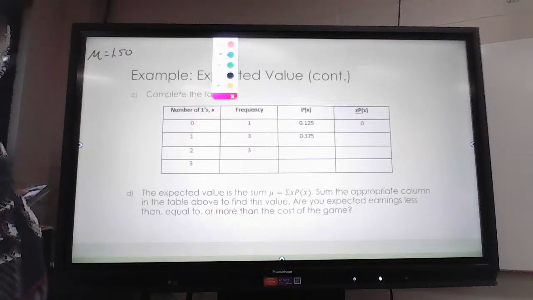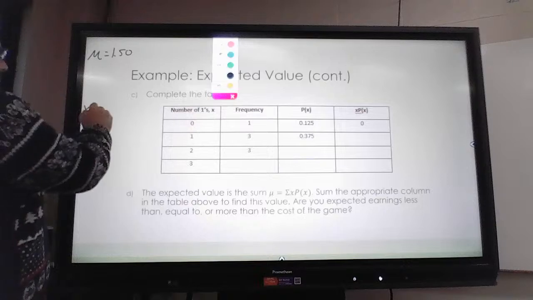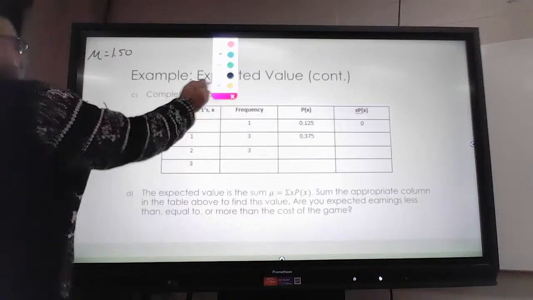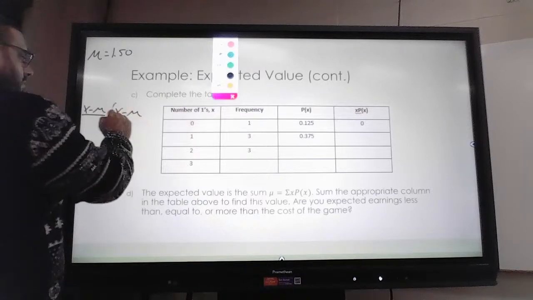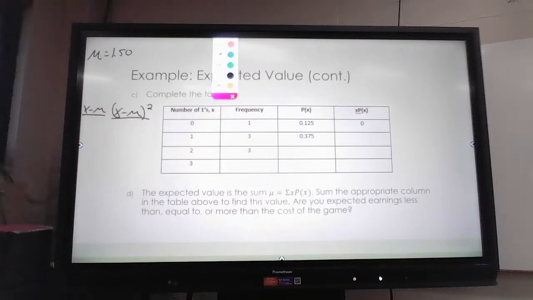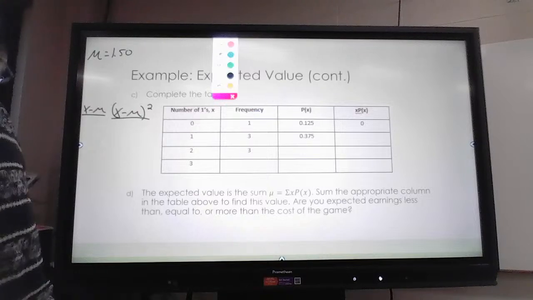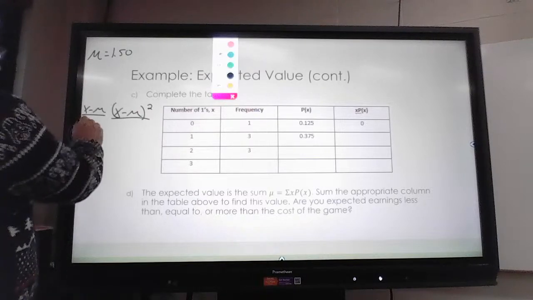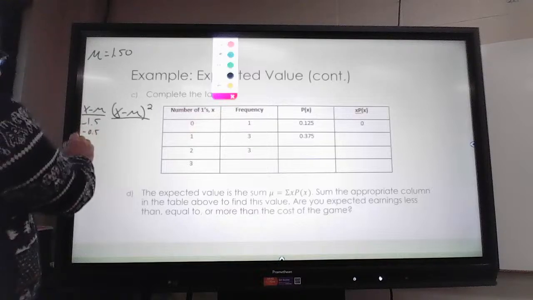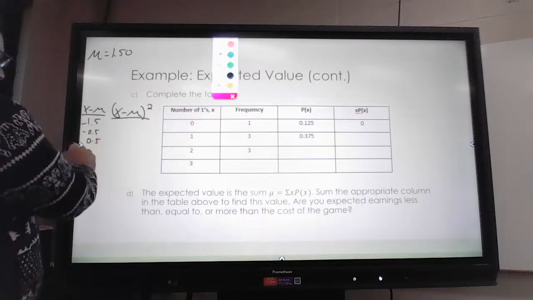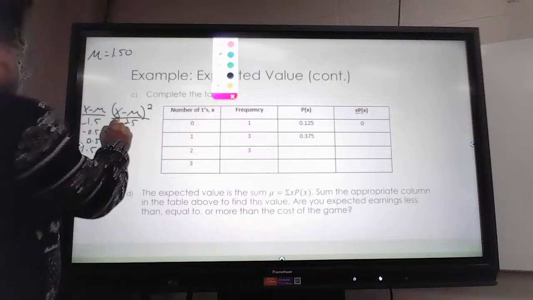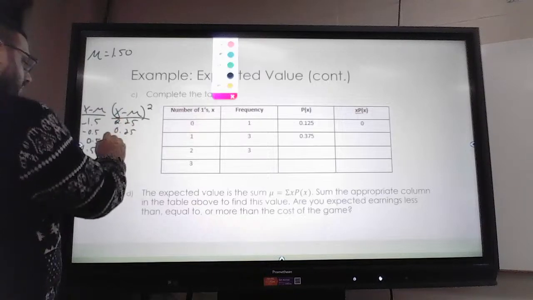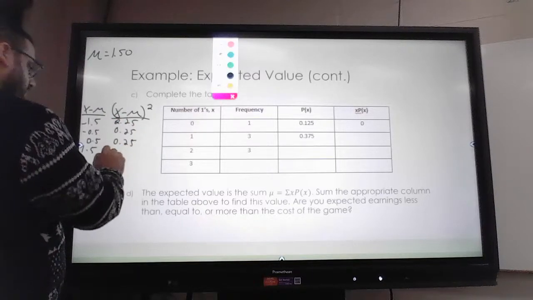So I'm going to go ahead and graph all of these. So I have x minus the mean, and then I have x minus the mean squared. Okay, so we start at 0. So I have negative 1.5, negative 0.5, positive 0.5, and positive 1.5. All right, then I'm going to square all those values. 225, 0.25, 0.25, 225.